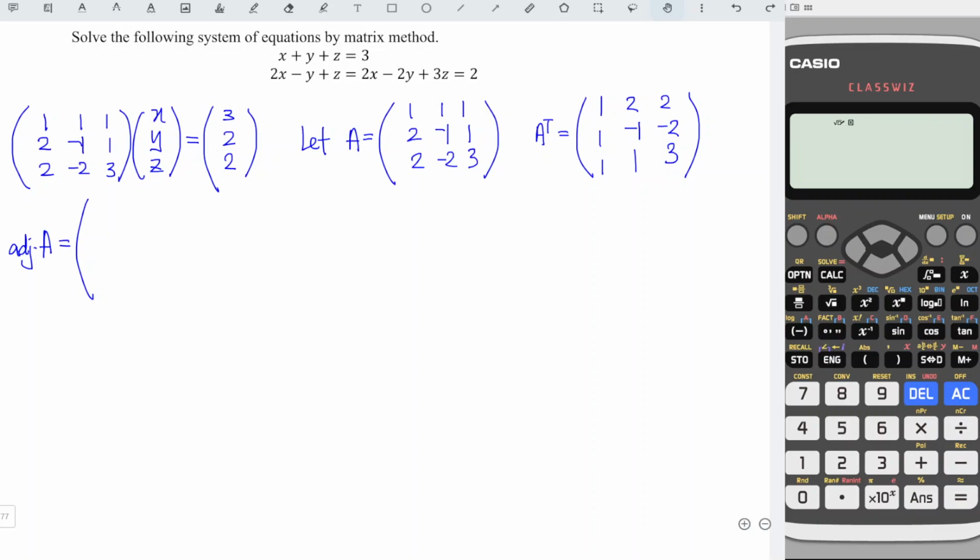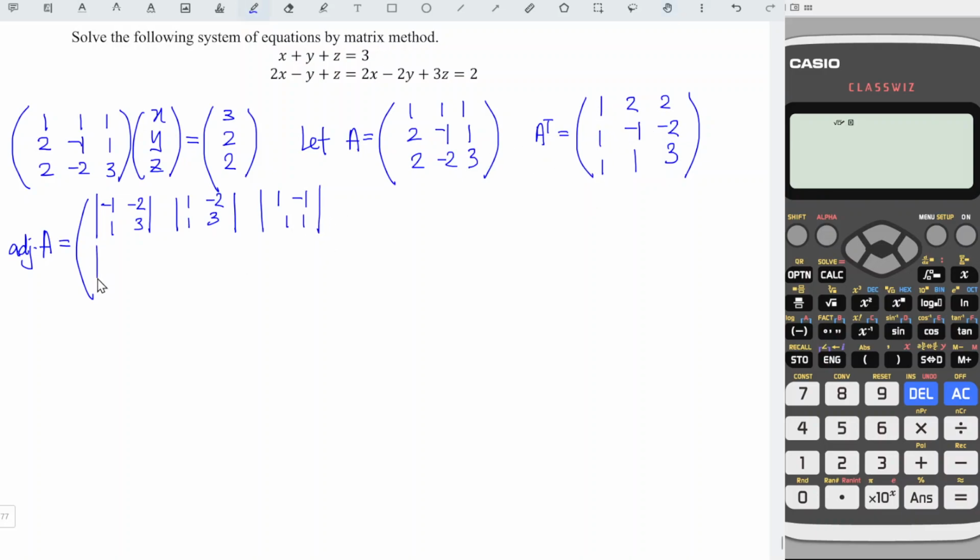To obtain the cofactor of the first entry, refer to the transpose matrix, refer to the first entry 1, 1, remove first row and the first column. So we left 4 entries, negative 1, negative 2, 1, 3, and we just have to determine the determinant of these remaining entries. For the second entry, remove first row, second column. So we left 1, 1, minus 2, 3. Next, third entry, remove, left 1, minus 1, 1, 1.